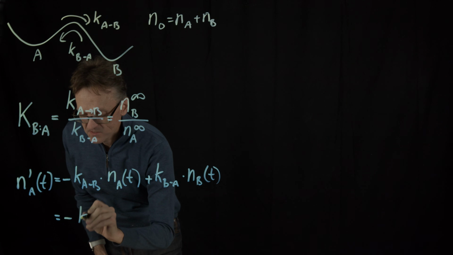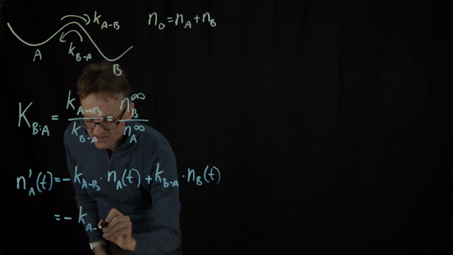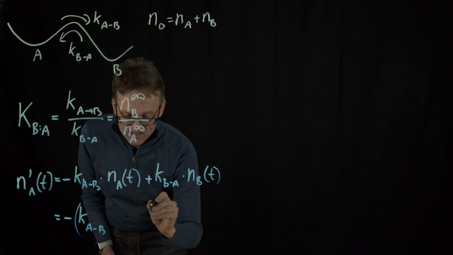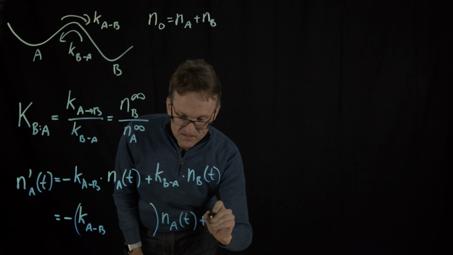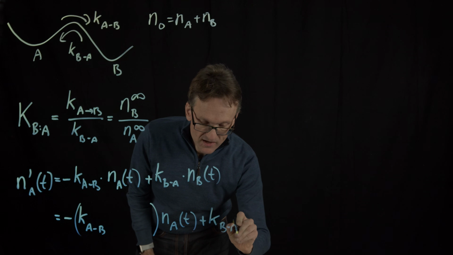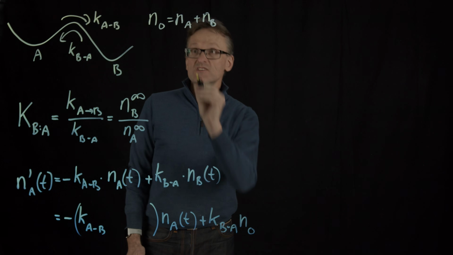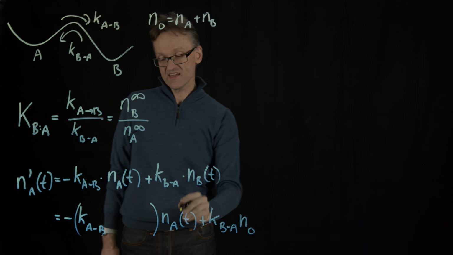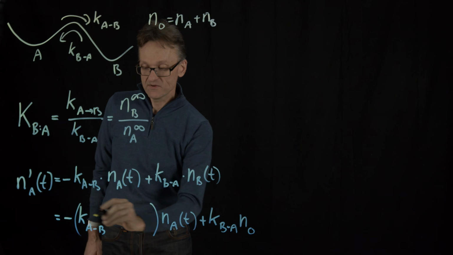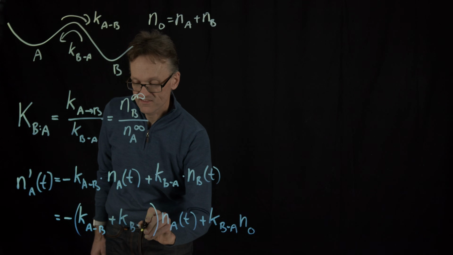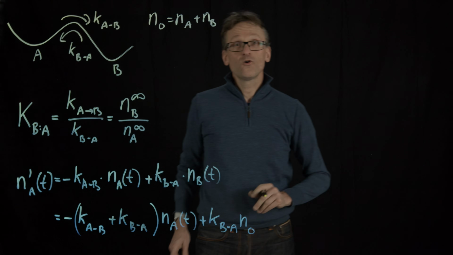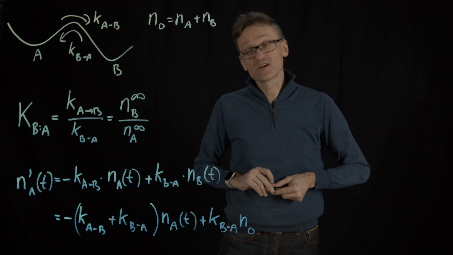And that means that this becomes Ka to B, leave some space, Na, plus Kb to A, N0 minus Na, multiplied by Kb to, there is already a minus sign there, so I can say Kb there, B to A there. Already here, in principle, we have the results.